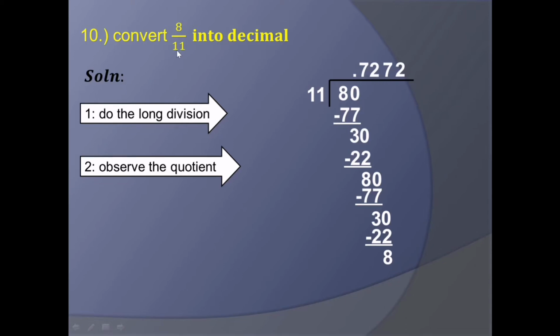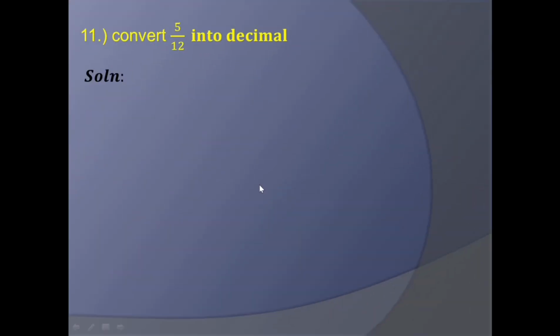In short, 8 over 11 is the same as 0.7272, or we can shorten it as 0.72 with an uppercase bar or vinculum, like this. Okay, so that is how you convert 8 over 11 into 0.72 vinculum. Let's proceed with number 11. Convert 5 over 12 into decimal.